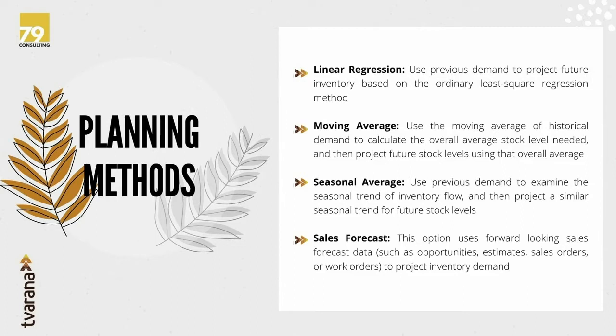The first one being linear regression. Linear regression uses previous demand to project future inventory based on the ordinary least square regression method. Second, we have moving average. By using the moving average of historical demand to calculate the overall average stock level needed, and then project future stock levels using that overall average. Third, we have seasonal average, which takes previous demand to examine the seasonal trend of inventory flow, and then project a similar seasonal trend for future stock levels.